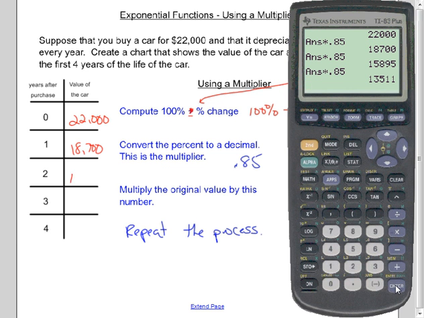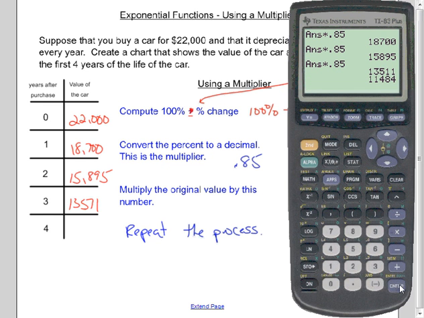and 15,895 and 13,511. And then again, if I just hit enter, it'll repeat the last command, which was answer times 0.85. You see I get 11,484.